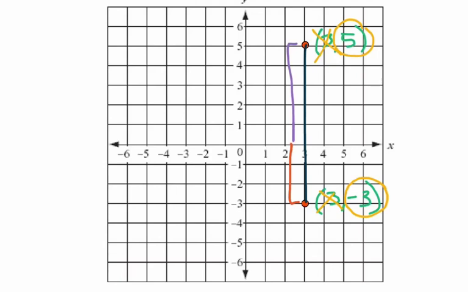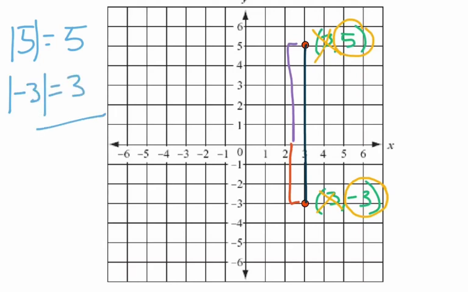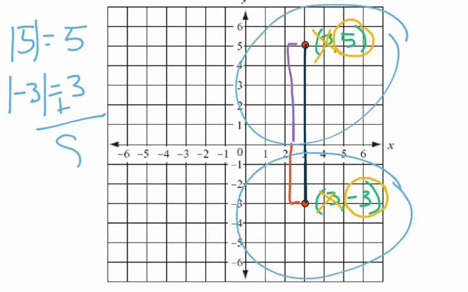So let's take the absolute value of each of our y-coordinates. The absolute value of 5 is 5, and the absolute value of -3 is 3. We add them together because one is in the first quadrant and the other is in the fourth quadrant. If they're in different quadrants, we add them. So 5 plus 3 is 8.